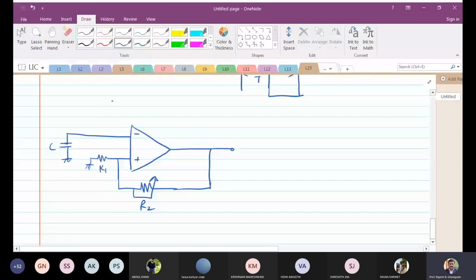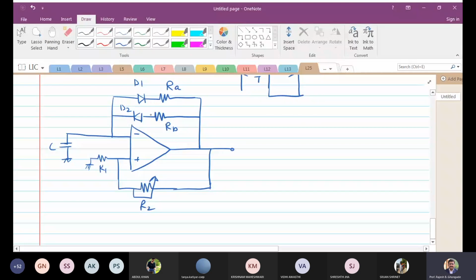So you have something like this. What do you think this is? I'll call this RA. I'll call this RB. Don't you see that I'm having different values of resistors, different paths for charging and the discharging of the circuit? Right? If I put a diode here, I have different paths for charging and the discharging.